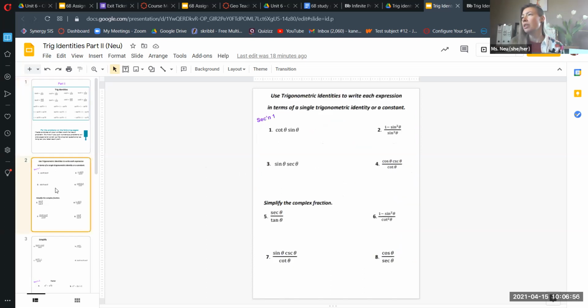So let's come on down here. Section 1 is going to be to use the trigonometric identities to write each expression in terms of a single identity or a constant, right? A constant being like the number 1 or the number 0 or any other number. I'm going to go over a couple of these with you, and simplifying fractions is going to be extremely helpful.